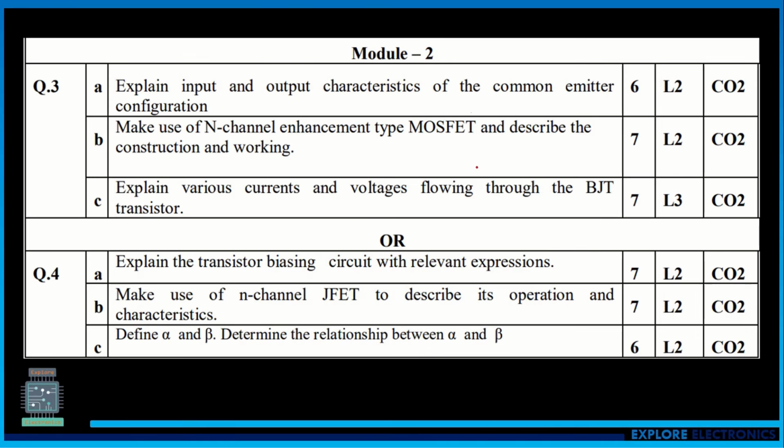And then coming to module 2, you can see here module 2 is on BJT. Common emitter configuration is asked here. And then MOSFET explanation, working and construction, and BJT various currents and voltages. And again coming to biasing, and then N channel JFET also asked, and relationship between alpha and beta.